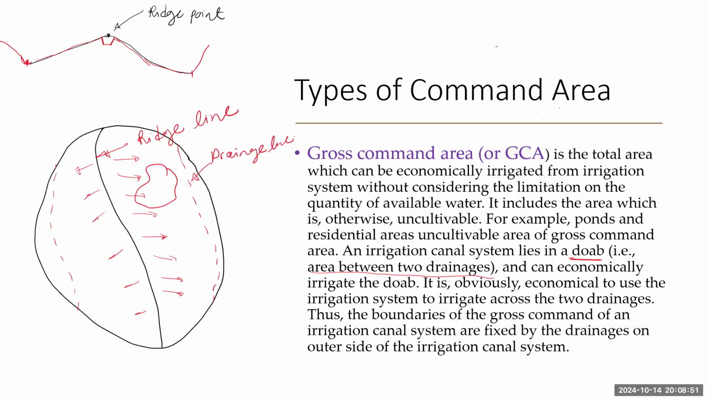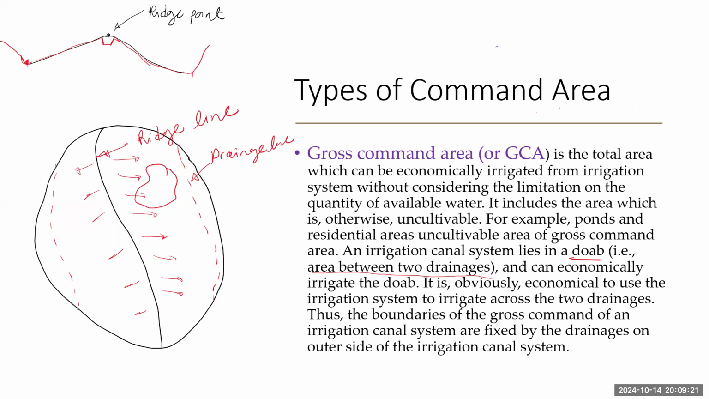Now we are going to discuss the term command area. So in short, what is command area? Command area is the area to which the water is supplied through the canal. So that is called a command area. Command area is the area where water is supplied by gravity from the canal.